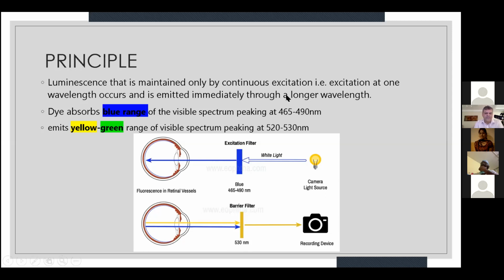This range of wavelength is very important. So the blue range of the visible spectrum peaks at 465 to 490 nm, and the emission spectrum is 520 to 530 nm. These values are really important.